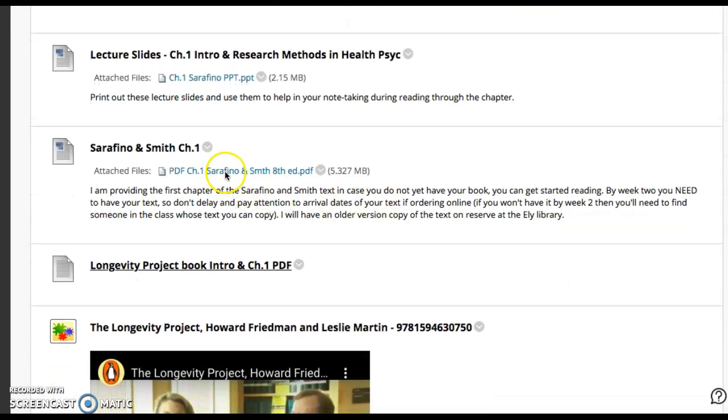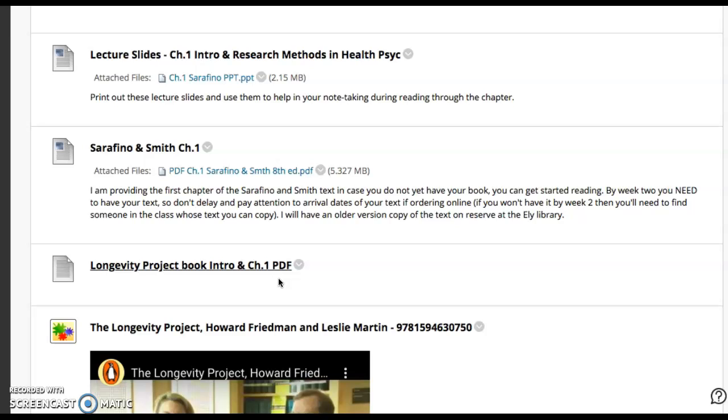I've also attached the PDF of chapter 1 of Serafino and Smith. It's an older edition chapter that I posted, but if you don't have your book yet, that'll at least get you started. And I did the same thing with the longevity book. I put the intro and chapter 1 in a PDF, and that'll help you get started this first week.